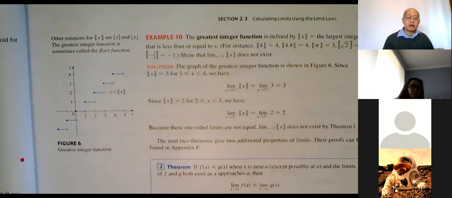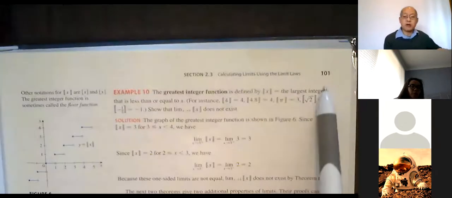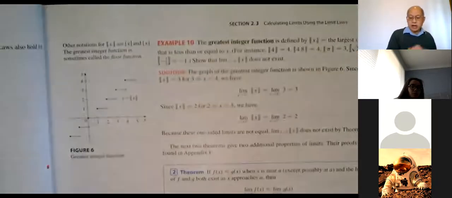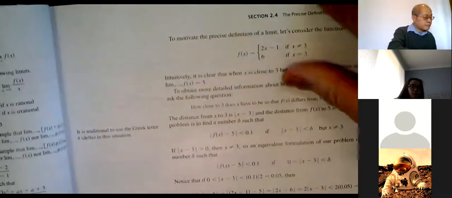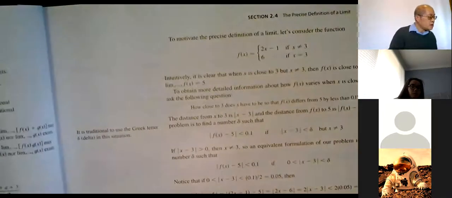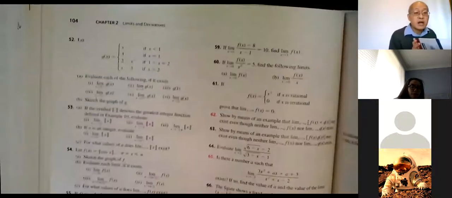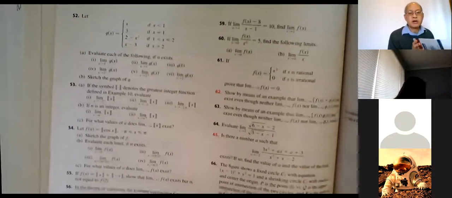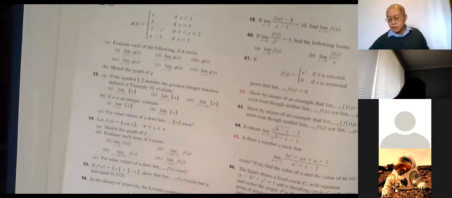Now, in order for me to get the questions, I have to bounce back and forth, sorry. So this picture of the greatest integer function is on 101, but the questions for 53 are on page 104. So unfortunately I have to go back and forth, and I know the print is not very big. So it's going to be a little bit awkward here.